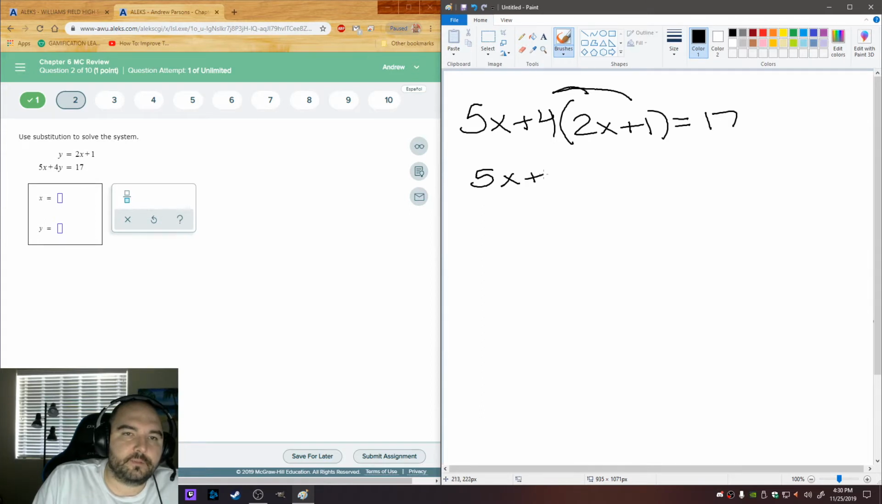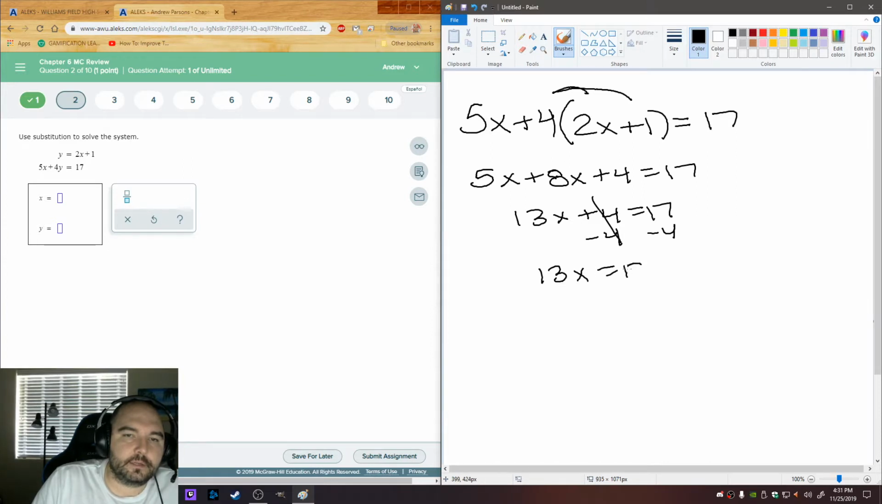So I get 5x plus 8x plus 4 equals 17. Okay, we got 5x and 8x, which makes 13x. Minus 4 on both sides. 13x equals 13. Divide by 13. x equals 1. There's half the answer.